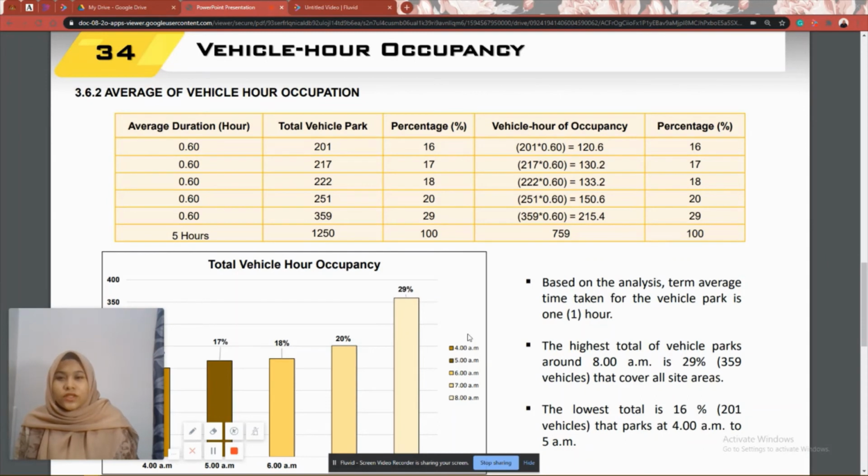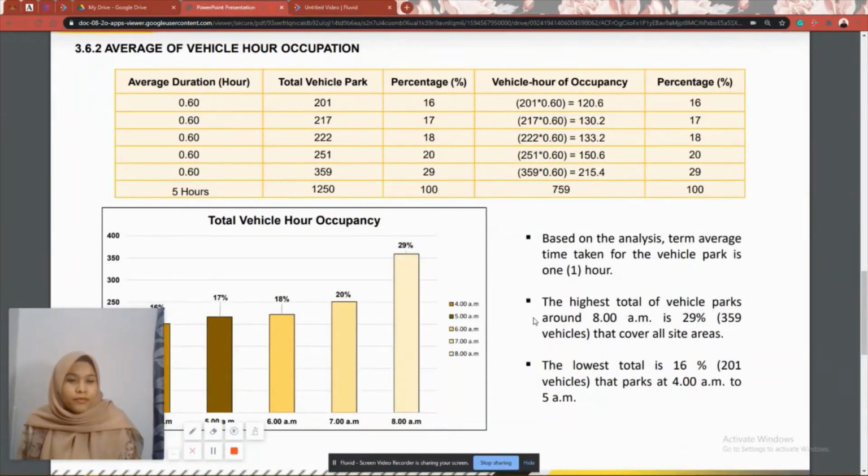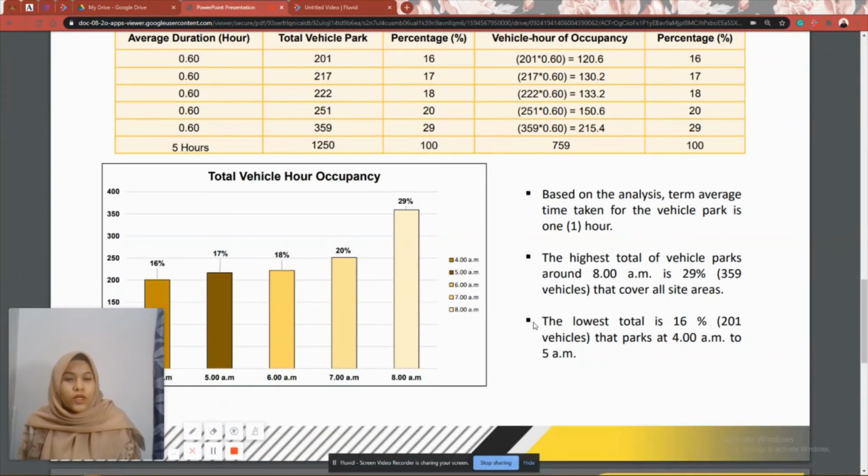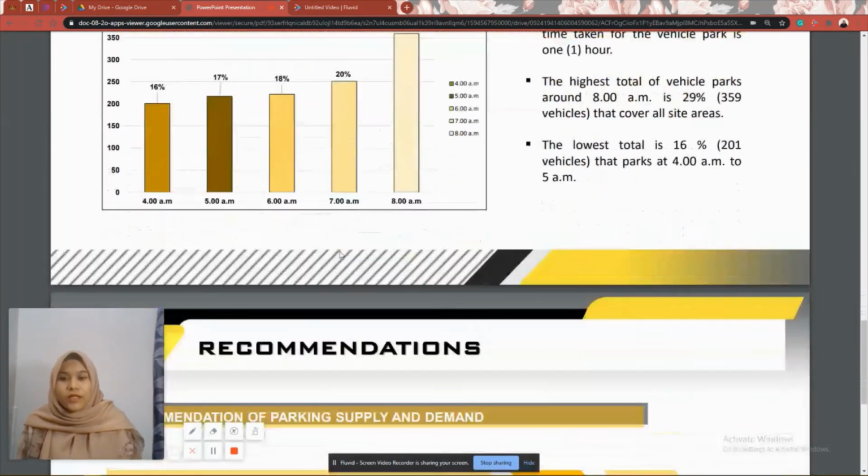The average duration of use is 1 hour, so the total is 5 hours. There are total vehicles parked that cover all the site, so the total is 1,250. The highest total of vehicles parked is around 8 a.m. that covers all the site, and the lowest one is 60%, 60% that park at 4 a.m. to 5 a.m.